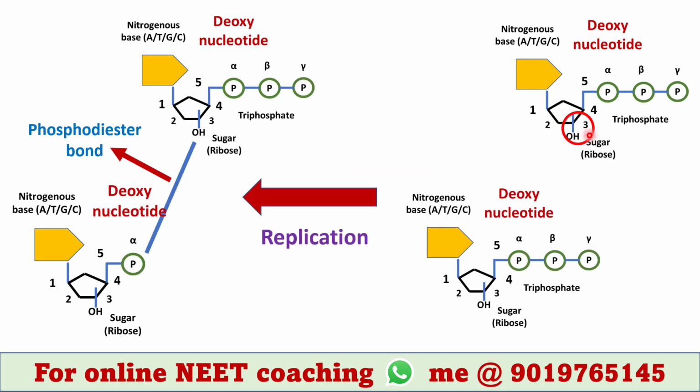Now, 3' of DNA plays a very important role in DNA replication. It forms a bond with the alpha phosphate of upcoming deoxynucleotide. This bond is called phosphodiester bond. In this way, polymerization of deoxynucleotide occurs. That means a DNA replication proceeds.